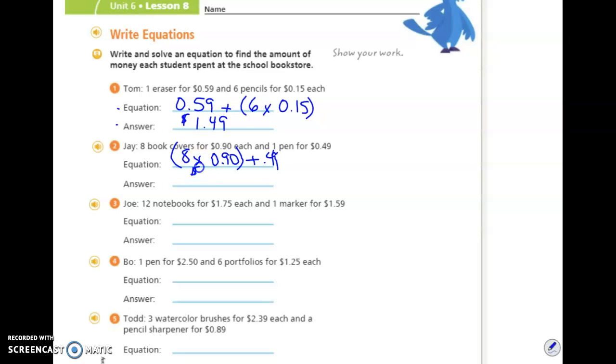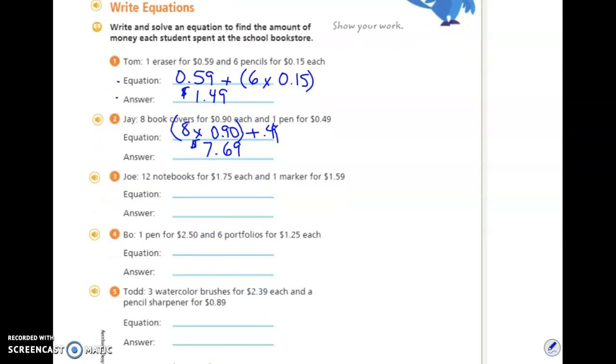So if you multiply these together, you get 720, and then if you add 49 cents, you would get 769. Did you get that right? Hope so. All right, I'm going to read the next one. Actually, I'm going to skip down to number 4.